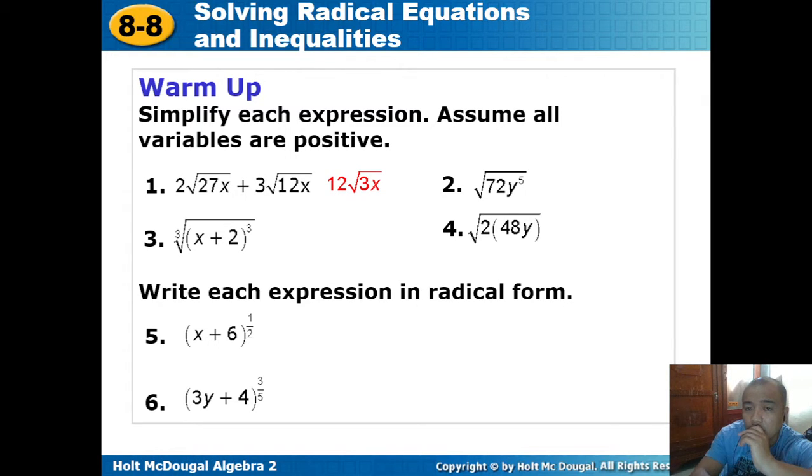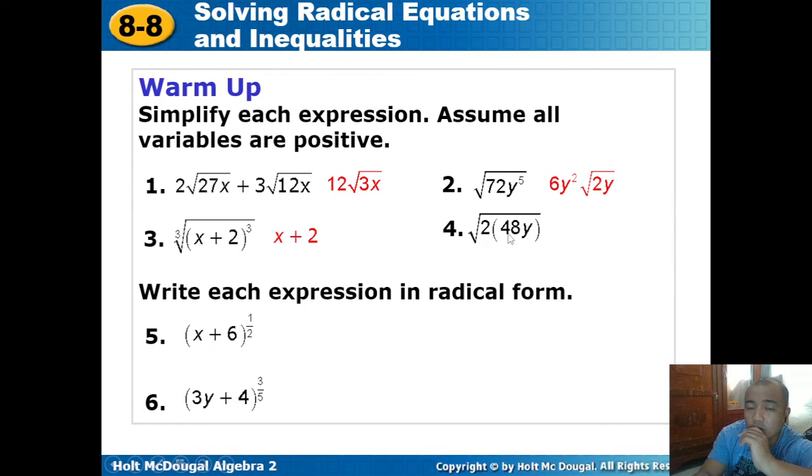How about number 2? Square root of 72y to the 5th power. Okay, ano lang to, simplify. 36 times 2, y to the 4th y. So the answer is 6y squared, square root of 2y. Ito naman, cube root of x plus 2 cube, x plus 2 is the answer. You can immediately cancel index and exponent 3. So x plus 2.